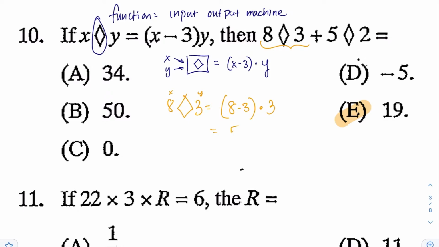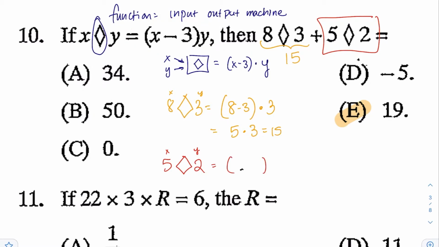And this is equal to 5 times 3, or 15. Then for 5 symbol 2, x is equal to 5, y is equal to 2. Everywhere you see x in this rule, you replace with 5.